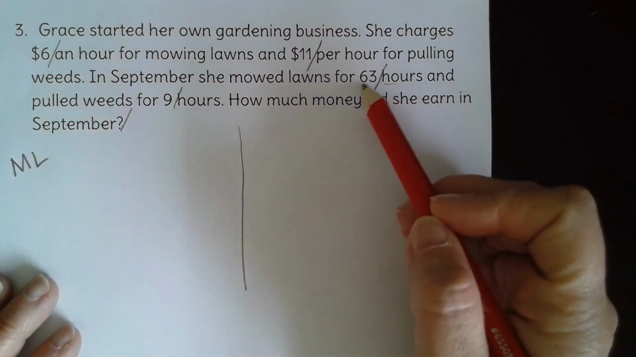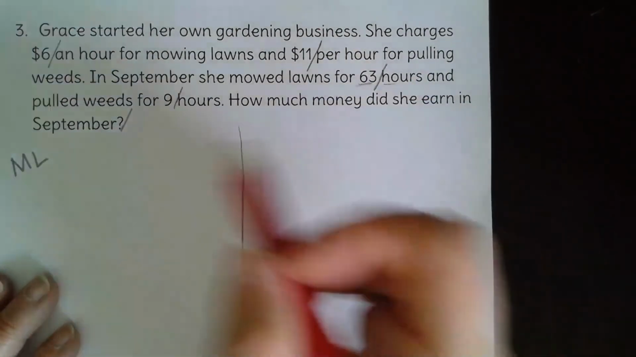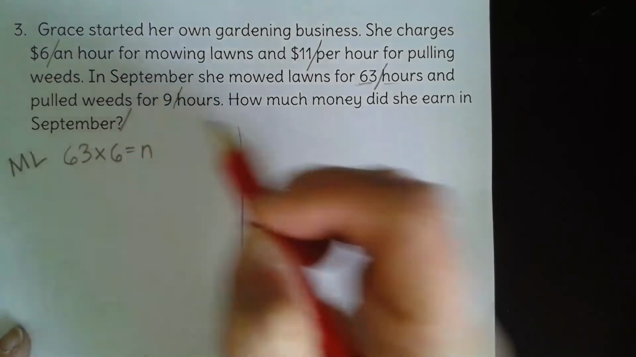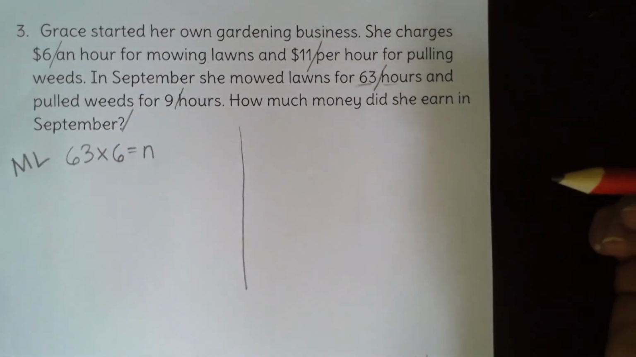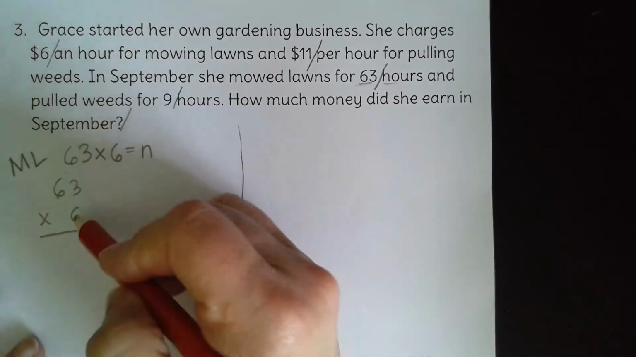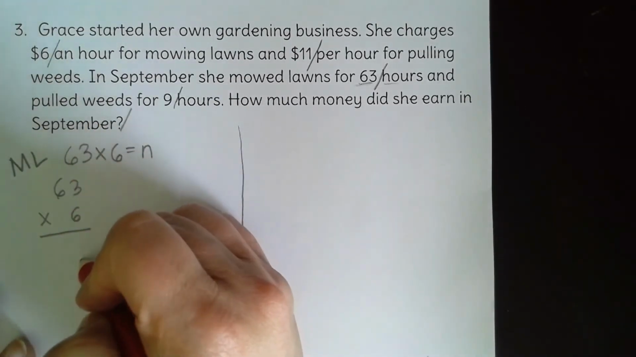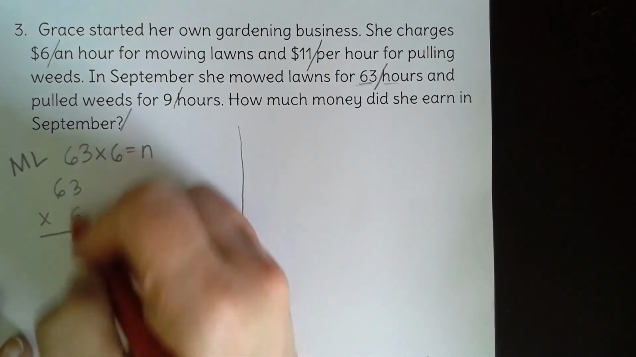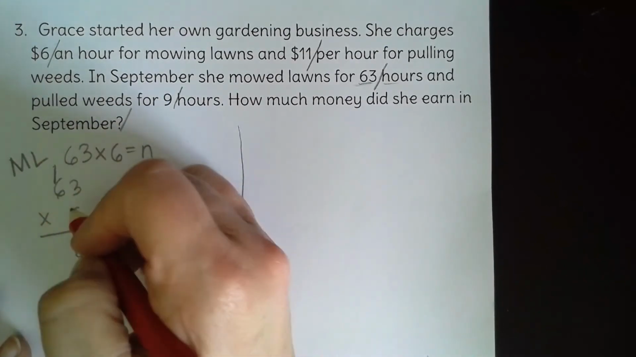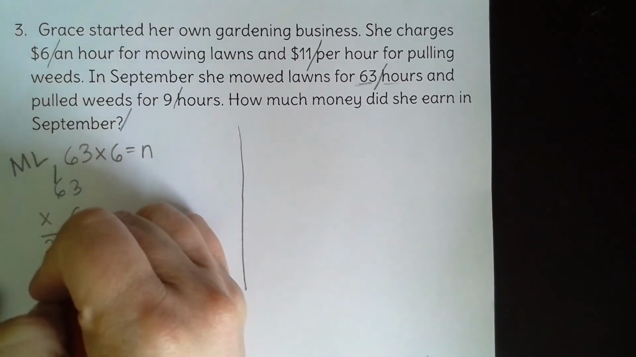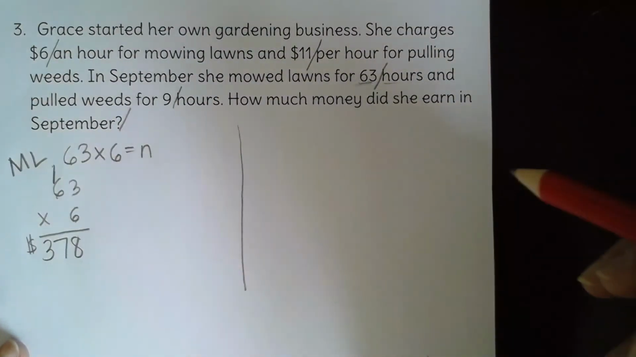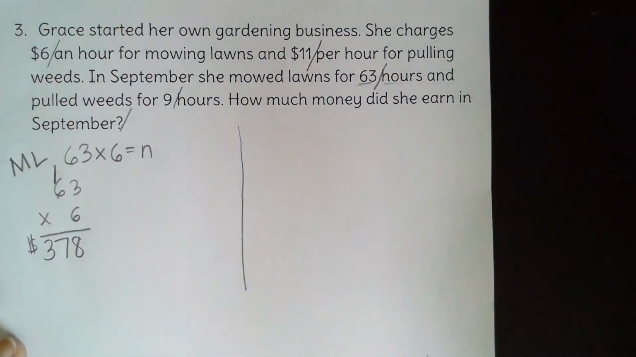And if I look back here, I see that she mowed lawns for 63 hours. So I'm going to do 63 hours times $6 an hour to figure out how much money she made mowing lawns. So when I set that up, 6 times 3 is 18. Can't put a 2-digit in a 1-digit spot, so I put down the 8 and I carry the 1. 6 times 6 is 36, plus the 1 I carry makes it 37. So now I know that she made $378 mowing lawns. Okay, but I'm not done.